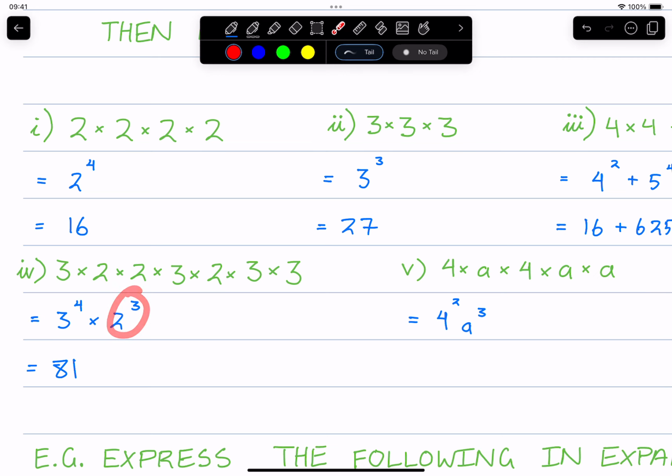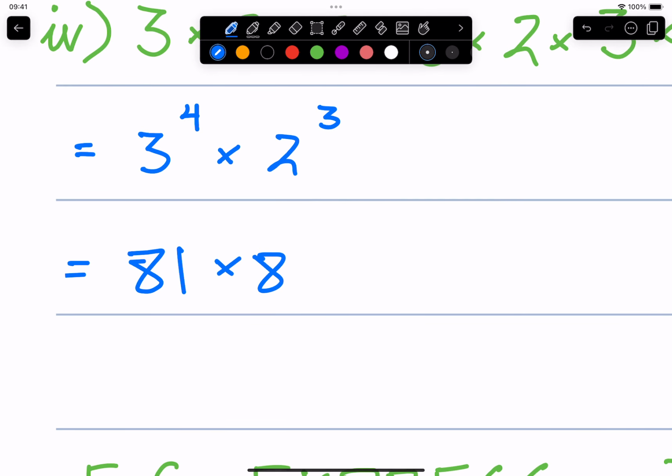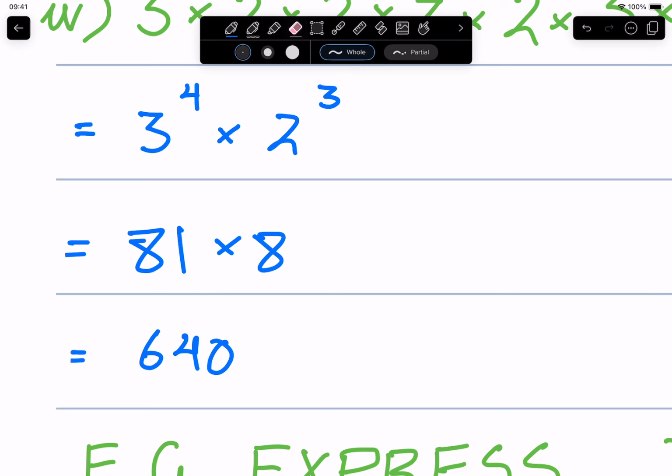And 2 to the power of 3 is rather straightforward. Ready? 2 times 2 is 4 times 2 will give us 8. Times 8. This one's where it's going to get a lot trickier. 8 times 8 is 64. 80 times 8 is 640. And then now we're going to do the 1 times 8, which is just 8. So 81 times 8 is 648.